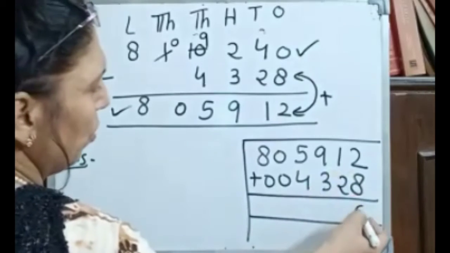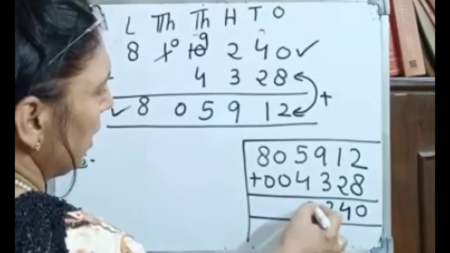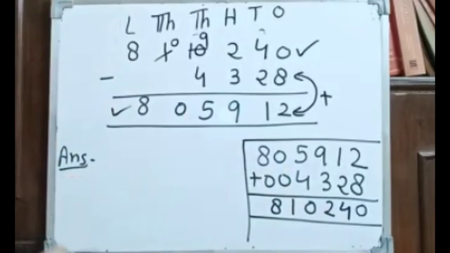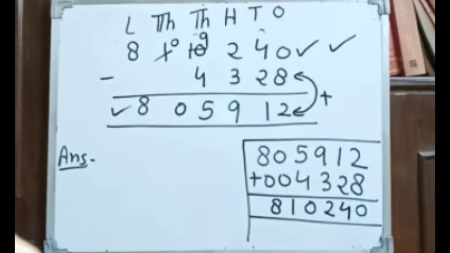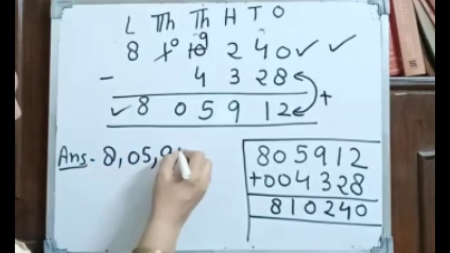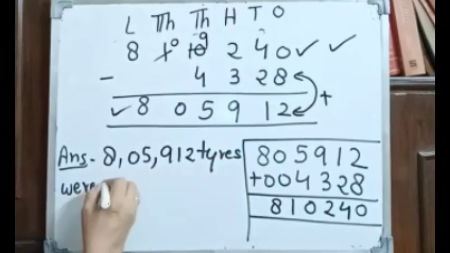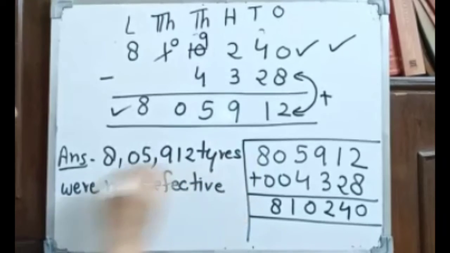8 plus 2, 0, 4, 9, 10, 11, 12, 9, 10, 1, 8. So we have 8,10,240. Yes, your answer is right. So write the answer. Always your answer is in the last line of your word problem question. How many tires were not defective? So, 8,05,912 tires were not defective. So this is the answer.